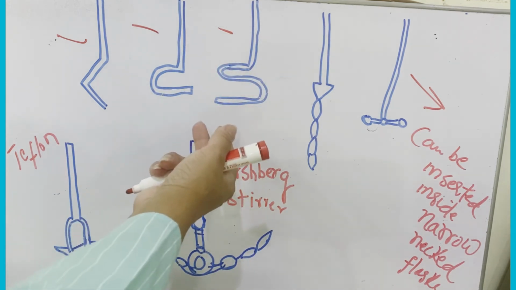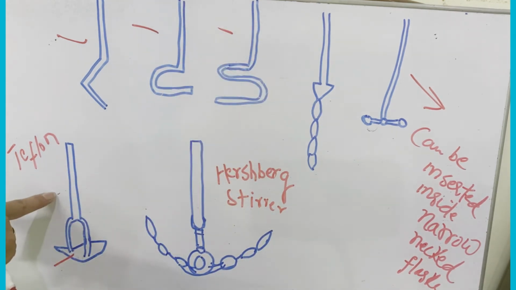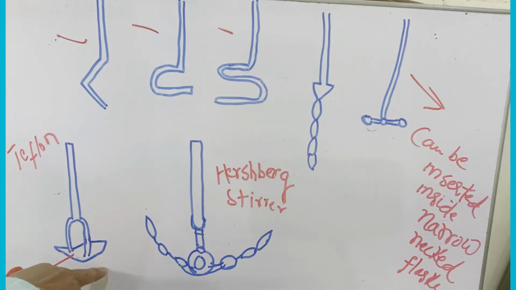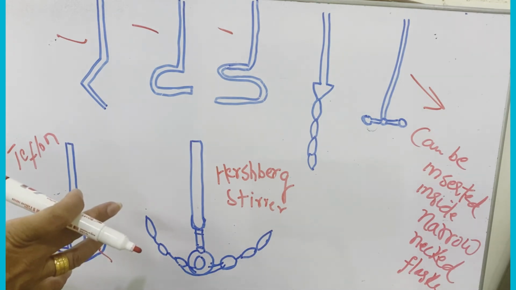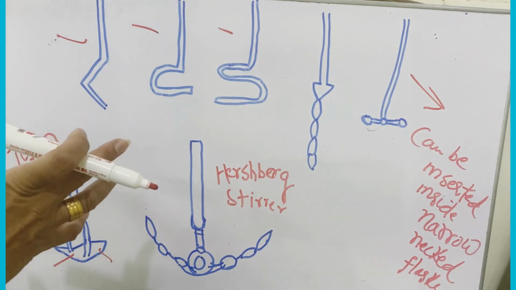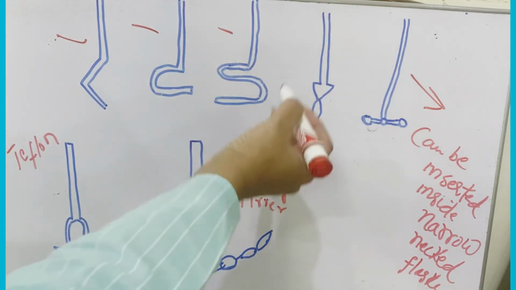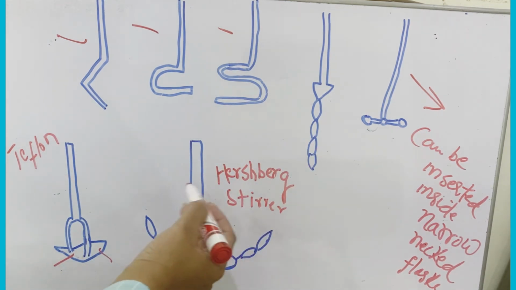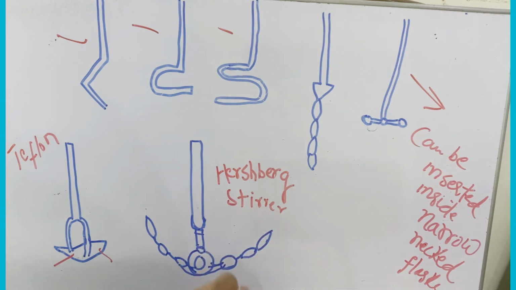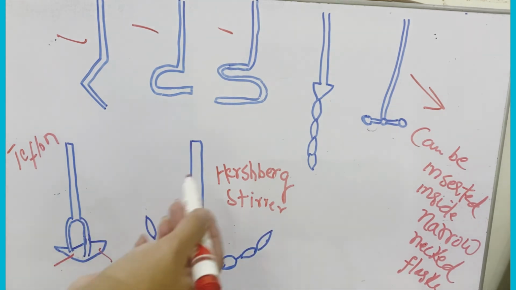So this one is a Teflon type, which is also called a stirrer with a half moon. This is a half moon, right? This is a little bit softer, right? And you can also see another one, a Hirschberg stirrer, which I have told you before is used mostly in round-bottomed flasks for stirring and for agitating mixtures.